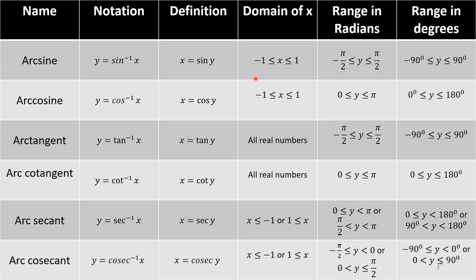In this table displayed before you, the inverse trigonometric functions are given in column number 1 under the heading name. If we take the first one, arc sine, it is noted as y is equal to sine inverse of x. Here there are two sets. The first set is called the domain and it is given as x. And the second set is denoted by y. So there is a relationship between x and y.